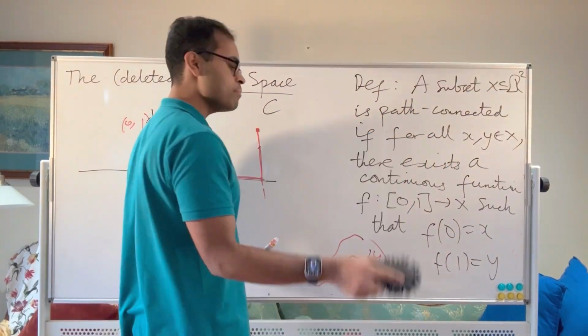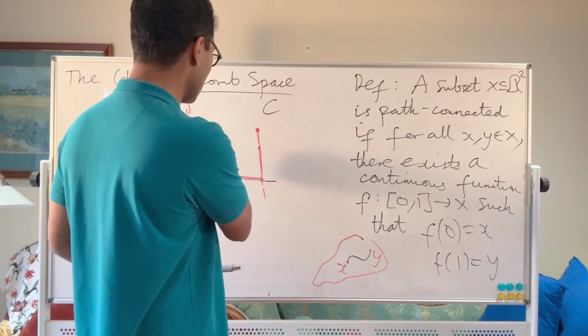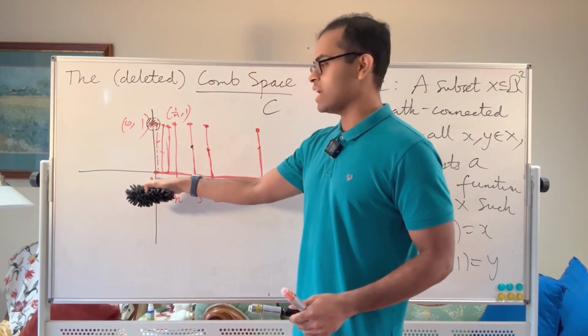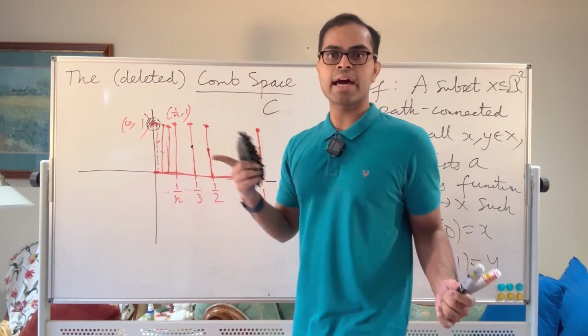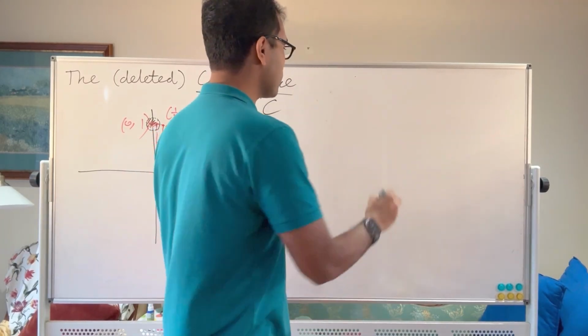So let's do this. I'm going to erase this definition, and then I'm going to talk about why this is not path connected. We're going to actually show that, say, (0, 1) can't be connected to (0, 0) inside the comb space, okay? So let's do that. All right, so again, we're going to do a proof by contradiction.